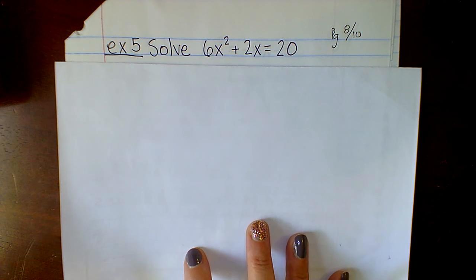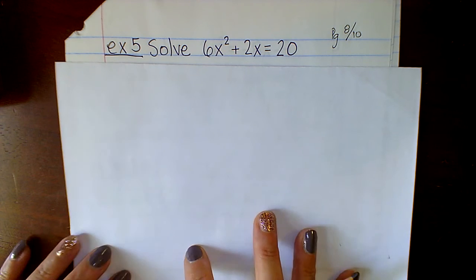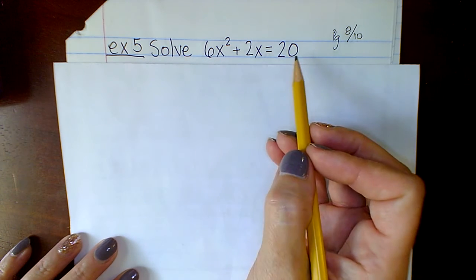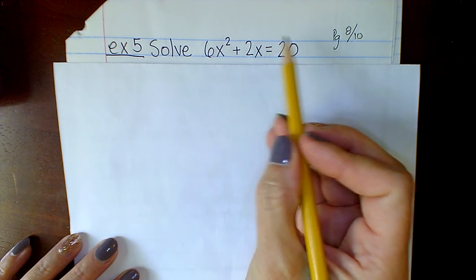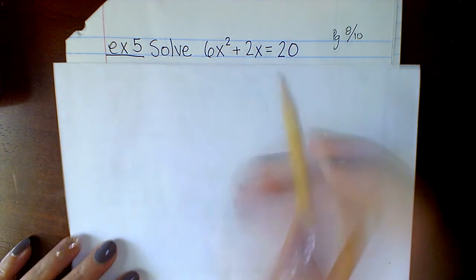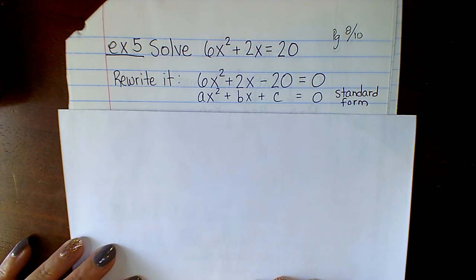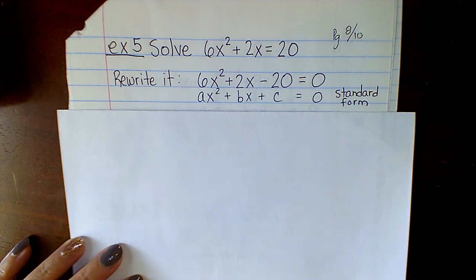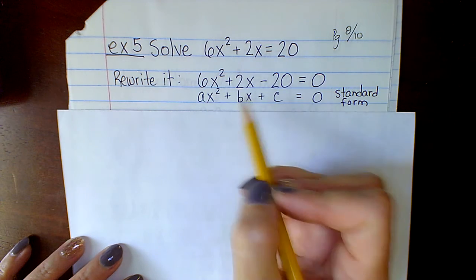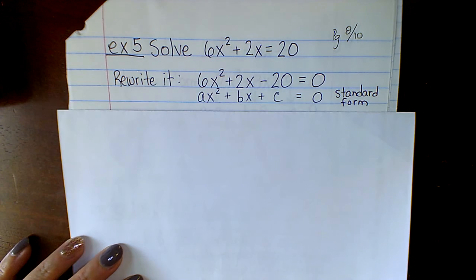Now, first with this one, if you labeled A, B, and C straight from this, ooh, not good, because this is not in standard form. So we need to rewrite it in standard form first. Then we can see that A is 6, B is 2, and C is negative 20.